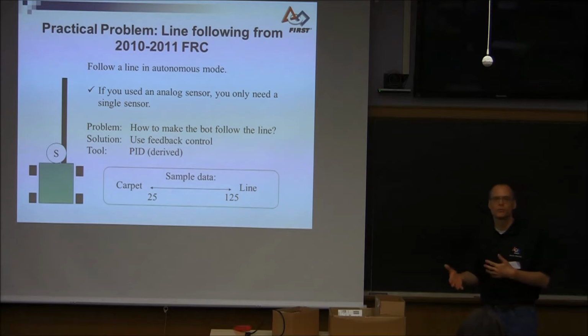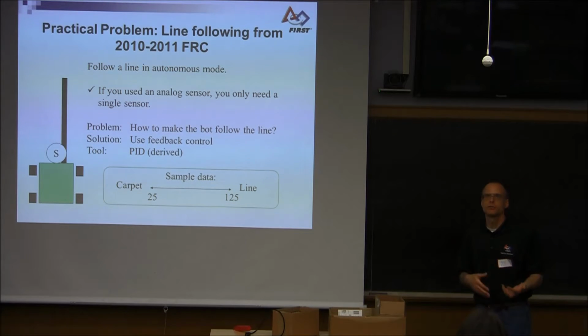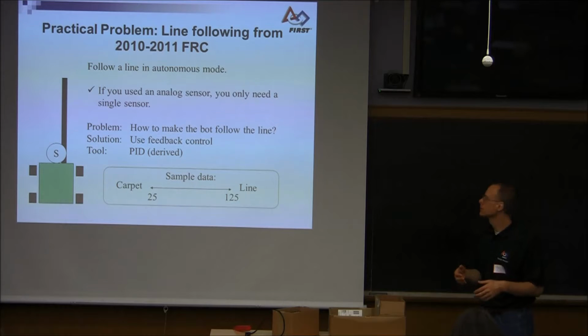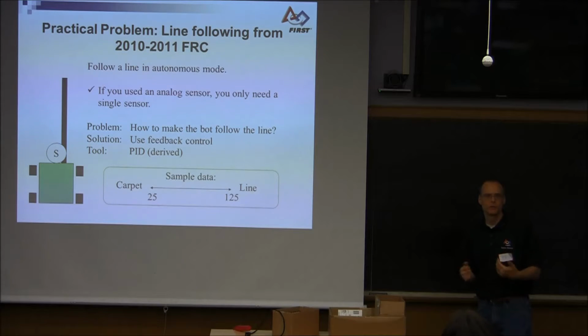But I want you to understand up front, most of the teams in the last 2 years have used it to control the spinning of their launching mechanisms for either the basketballs or the frisbees. PID is not limited to just following lines. It can be used for just about anything. Wherever you can get data in, you can use PID to control the process. So the problem is, how do we make the robot follow the line? We're going to use feedback, and we're going to derive PID. Everybody know what derive is?